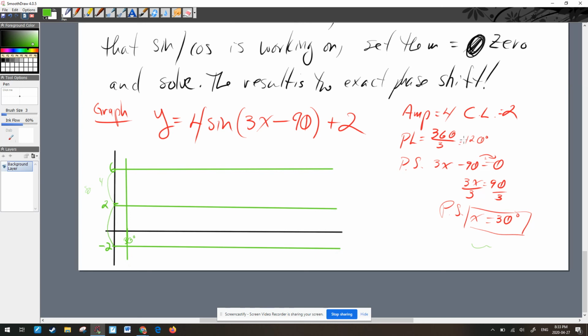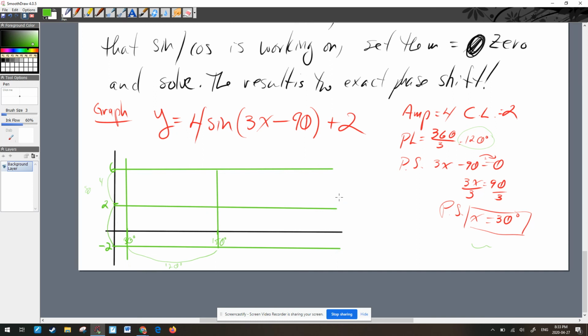Now, it's got a period length of 120 degrees. So if I start from 30 and I go 120 degrees, 30 plus 120 says I'm going to get out here to 150 degrees. So I'm going to put a framer on that one. And I would need to put one complete cycle, that's what it's called, one period length of sine in there.